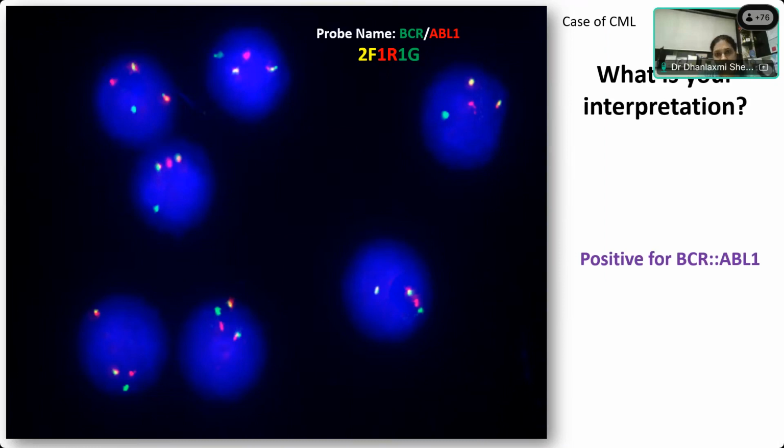rearrangement. Translocation 9;22 is not wrong, but when I'm doing FISH, I would rather use the gene names, because the probes are for the genes, BCR and ABL1, on 22 and 9. So I would interpret it as positive for BCR-ABL1 and not translocation 9;22 here. But if you're doing the conventional karyotype, I would use the terminology translocation 9;22. Right? Let's move to the next one.